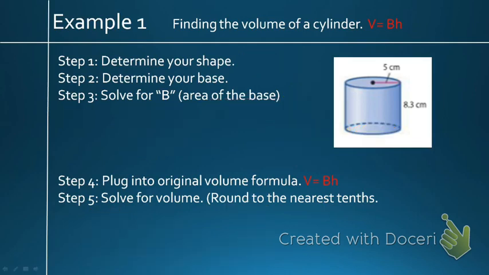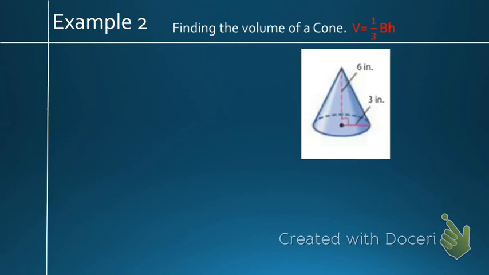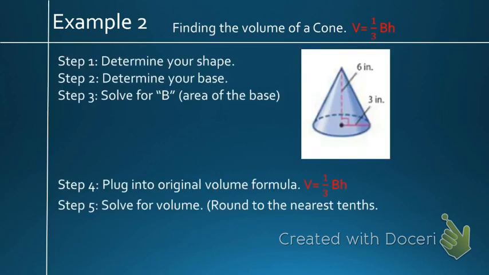Okay. Our next one is the volume of a cone. Your formula is V equals 1/3 area of the base times the height. Here's our cone. Okay, determine our shape. So here we have a cone. Step 2, determine your base. So shade in your base. Redraw it. It says that the radius is 3 inches.